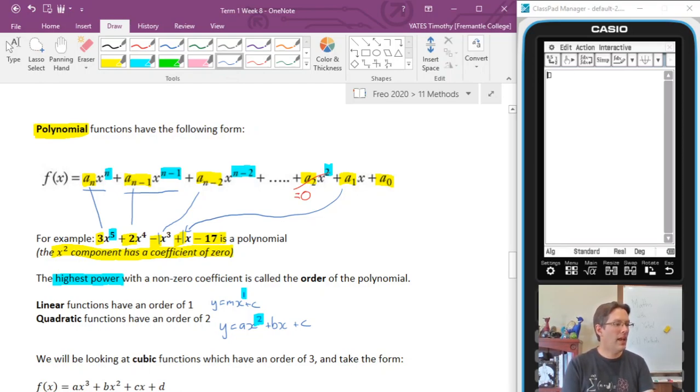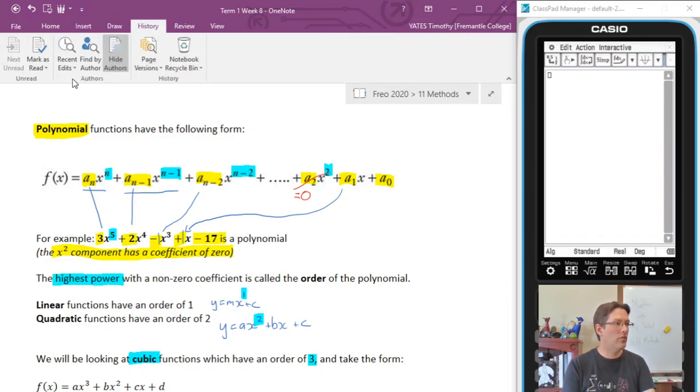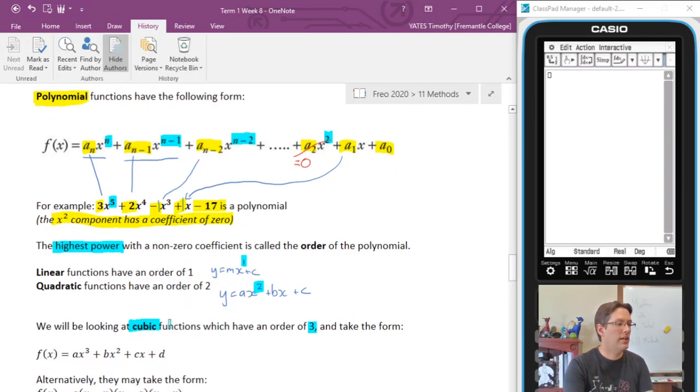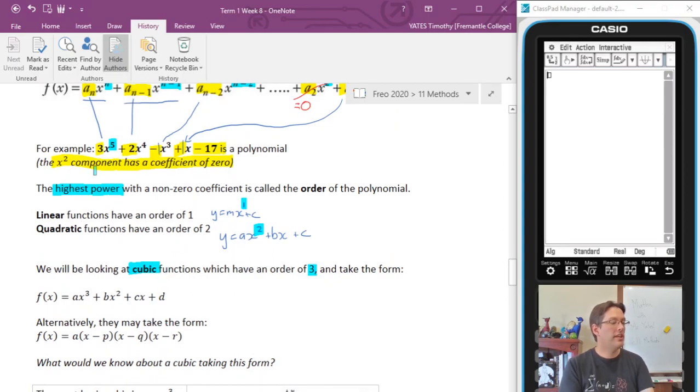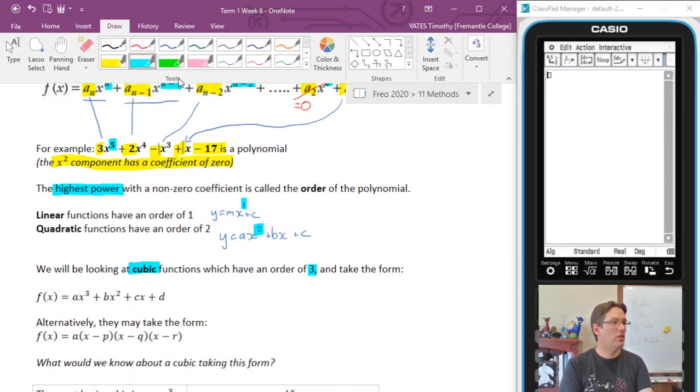We'll also be looking at cubic functions. Cubic functions have an order of 3 and take the following form. So let's scroll down a little there. They take the form of ax cubed plus bx squared plus cx plus d. So each of these coefficients are different. Some of them could be 0, but obviously a wouldn't be 0, or it wouldn't be a cubic function.